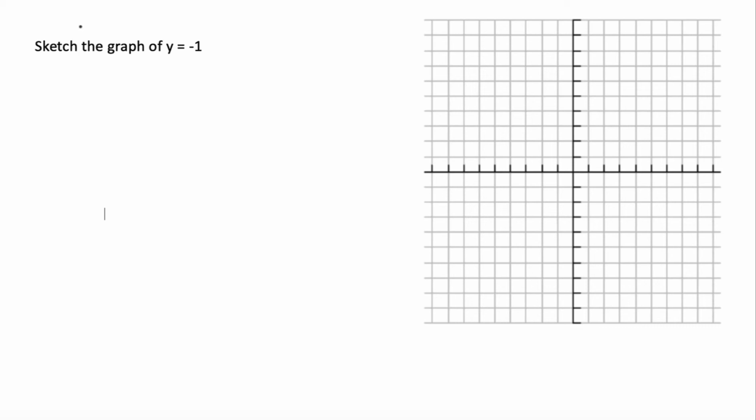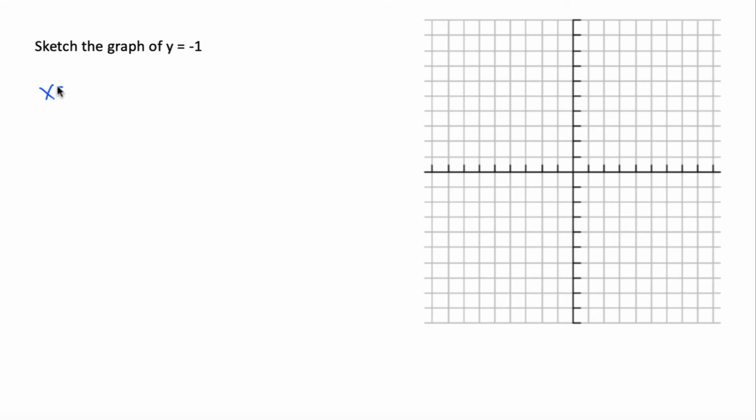Sketch the graph of y equals -1. Right, so you're probably looking at this equation and thinking, well, where's the x variable here? And also, if there's no x, how can we draw this line? Well, let's think about this.